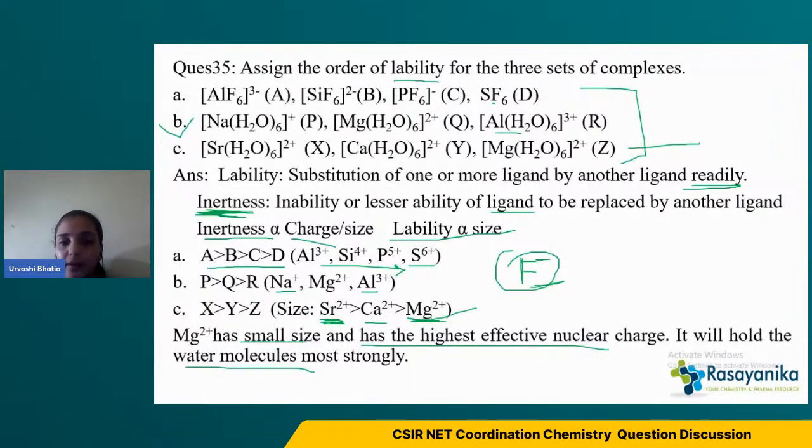Magnesium has the smallest size, high charge density, and the highest effective nuclear charge. It will hold the water molecules more strongly and will not undergo substitution easily, and therefore it is least labile. And strontium is most labile. Okay. So that is all for this question. Okay, so it's done. Thank you.